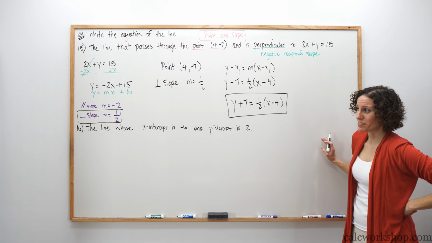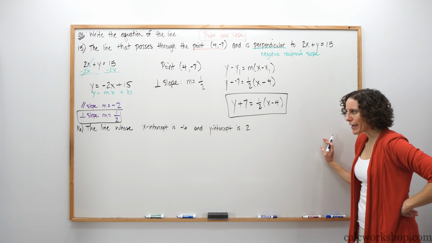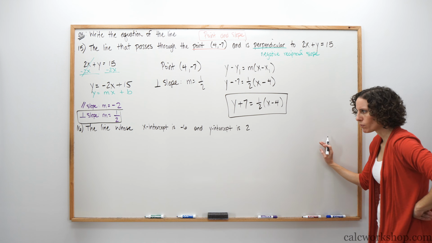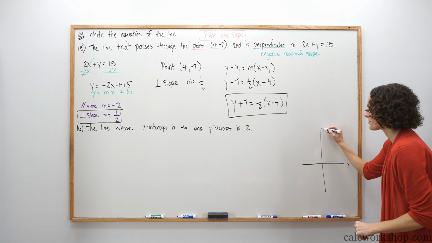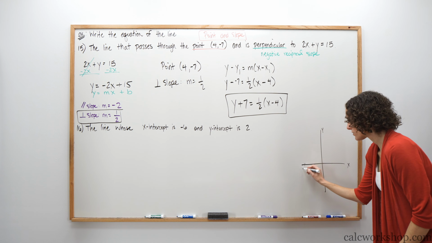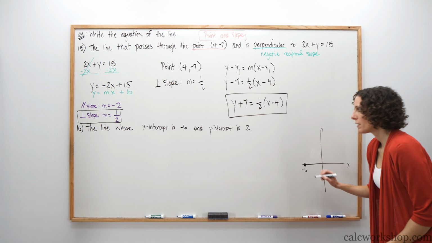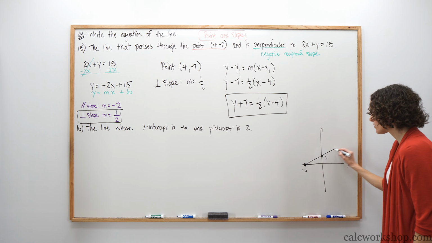Now let's look at question number 16. It says the line whose x-intercept is -6 and y-intercept is 2. Okay, well, we could graph it. We can say, okay, here's the x-axis, here's the y-axis. It's going to intersect the x-axis at -6, so here's -6 for the x-intercept. And the y-intercept is 2. So there's the line.